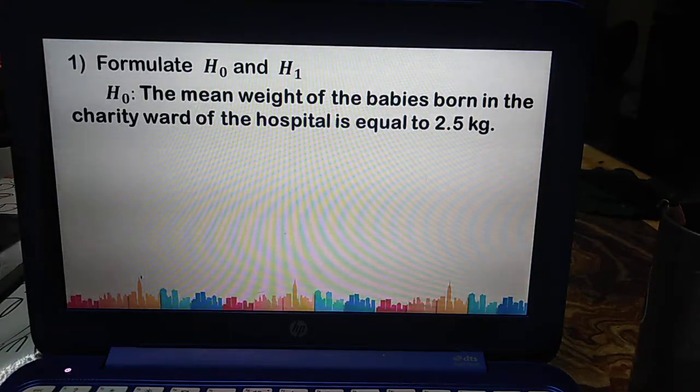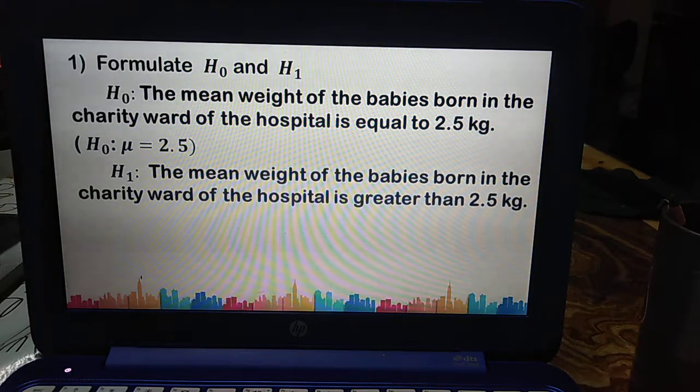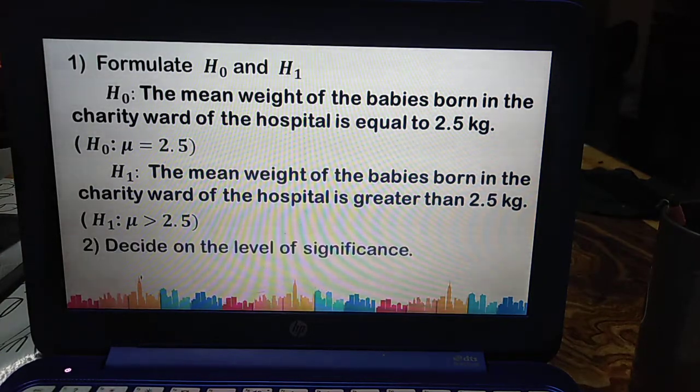So first, let's formulate our null and alternative hypothesis. Our null hypothesis is the mean weight of the babies born in the charity ward of the hospital is equal to 2.5, and the alternative is the mean weight of the babies born in the charity ward of the hospital is greater than 2.5. Because the claim is the weight of the babies is greater than 2.5, that is our alternative hypothesis. And since the claim is greater than, our null hypothesis will be that the weight of the babies is equal to 2.5. And our level of significance is 0.05.